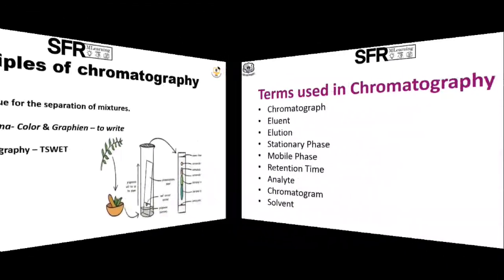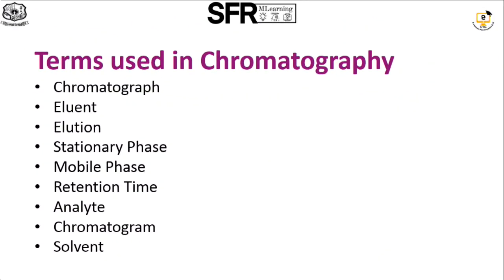The terms used in chromatography. First, chromatograph: an instrument used to perform chromatography, which separates mixtures into individual components. Next, eluent: the solvent or mobile phase that carries the analytes through the stationary phase. Next, elution: the process of passing the mobile phase through the stationary phase, causing the separation of analytes.